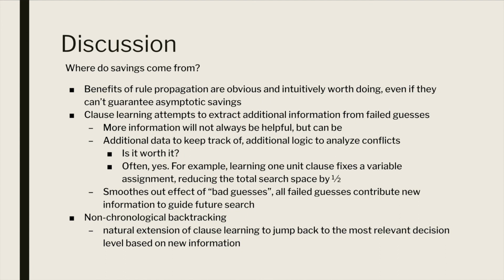There's additional data to keep track of, and additional logic required to analyze conflicts. It's worth asking, do we want to do this? Often, the answer is yes. For example, learning a single unit clause fixes a variable assignment, and with that fixed assignment, we reduce our total search space by 1/2. Clause learning also helps to smooth out the effect of bad guesses, where we don't get stuck in an unproductive branch, since all failed guesses contribute new information to guide future searches. Non-chronological backtracking is a natural extension of clause learning to jump back to the most relevant decision point after new information has been obtained. This also helps us recover more quickly from descending down a bad guess branch.